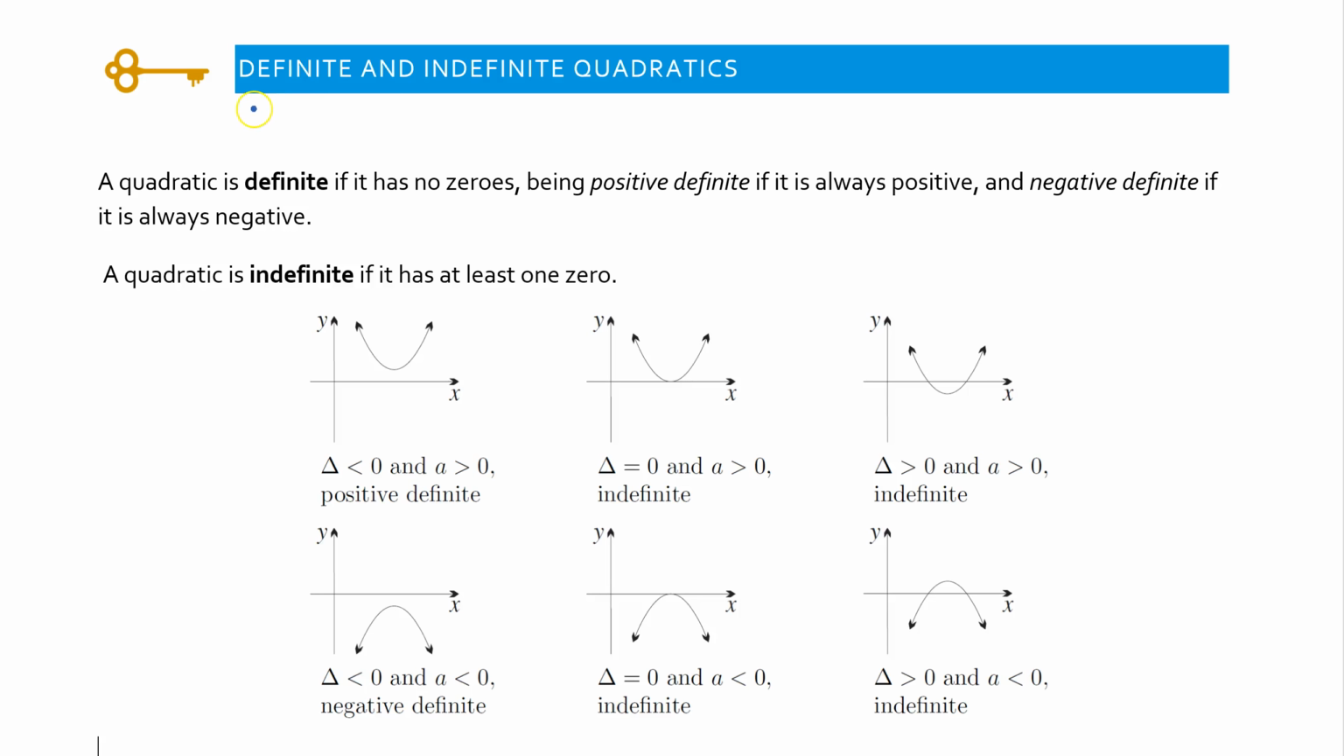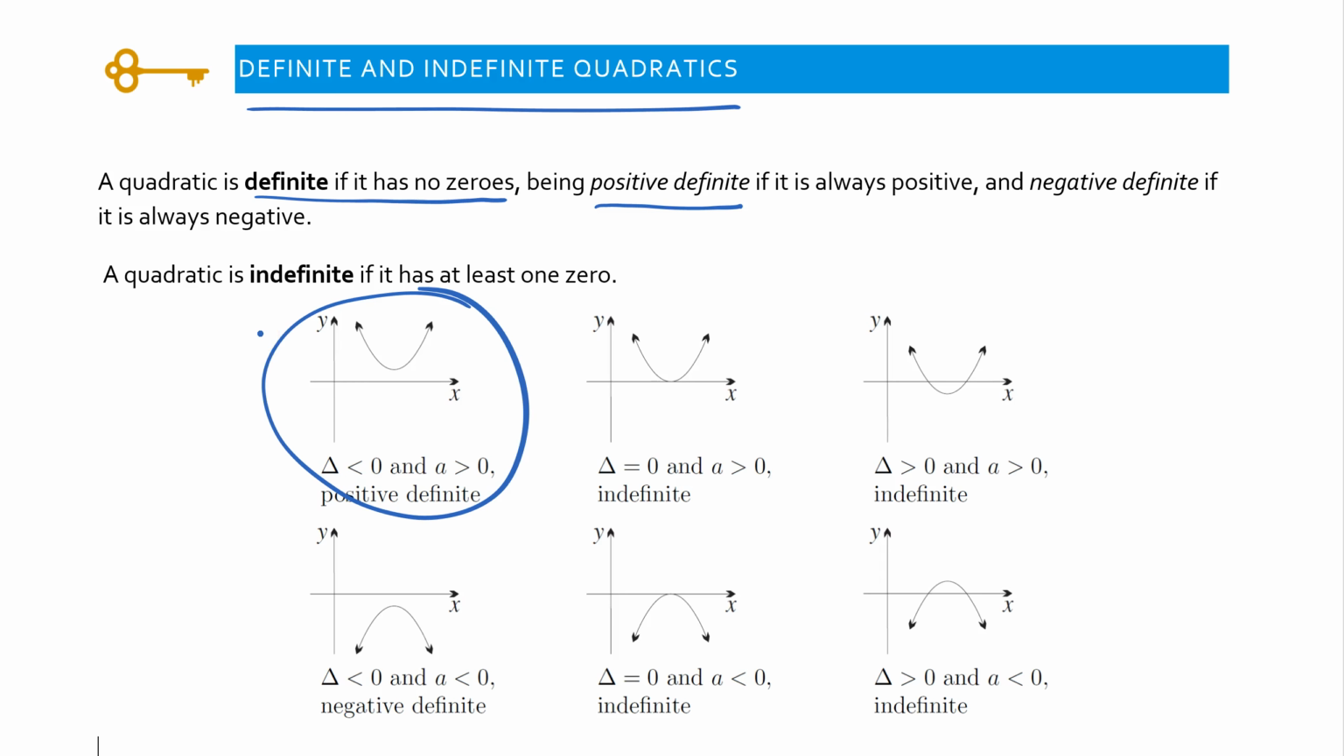Hello mathematicians, we're now going to have a look at what are called definite and indefinite quadratics. Now this is really just a case almost of adding a bit of terminology to stuff that you know already. So a quadratic is definite if it has no zeros, and it can either be positive definite if it's always positive, so that's this case here, or negative definite, so that's this case here.